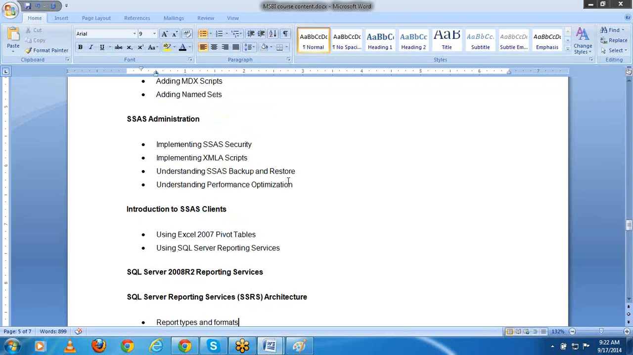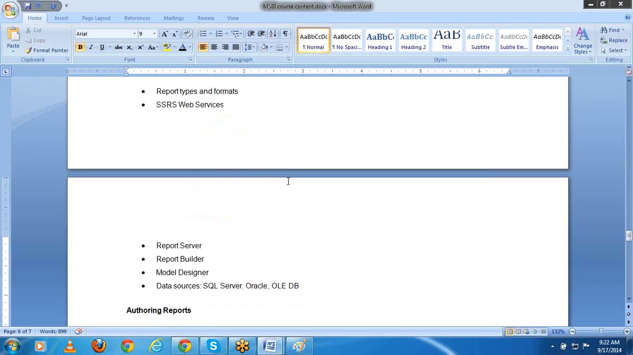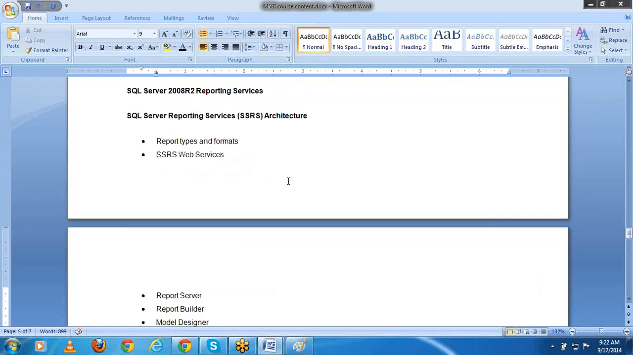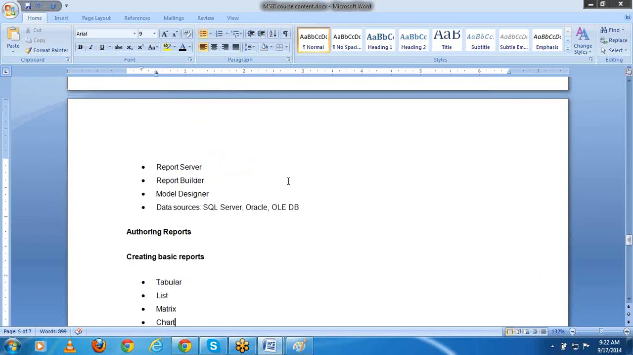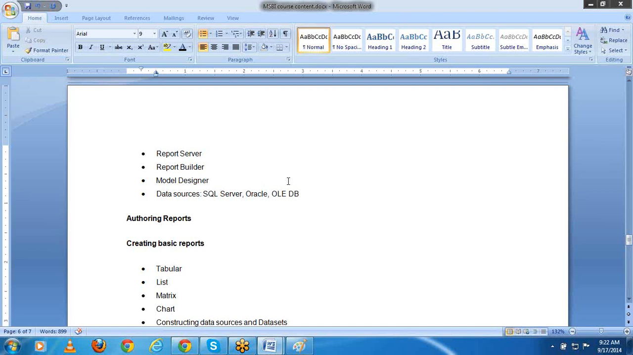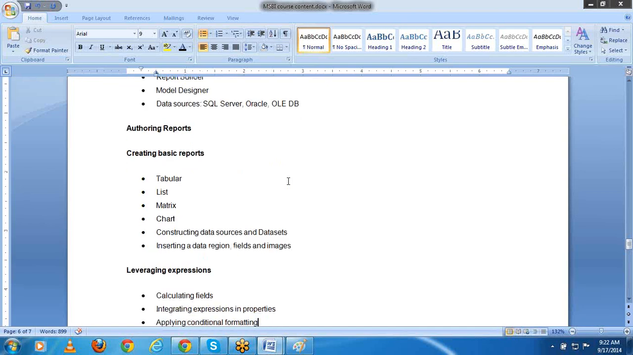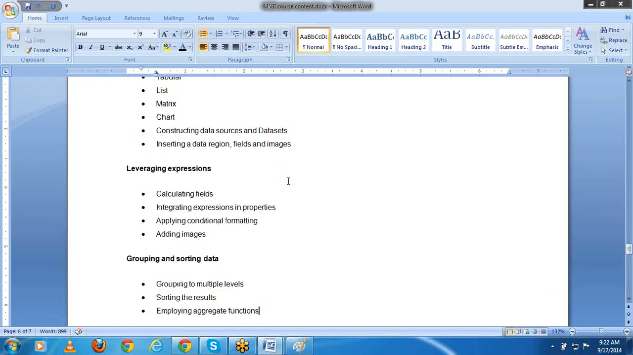Coming to SSRS, we'll see different types of reports, and we'll see the configurations: how to configure the report server, how to configure the report manager, and how to deploy. I forgot to tell, how to deploy the cubes here. Then coming to SSRS, how to deploy reports, how to develop a tabular report, how to develop a matrix report, and how to develop chart reports, bar graph, gauge, star reports, dotted reports.